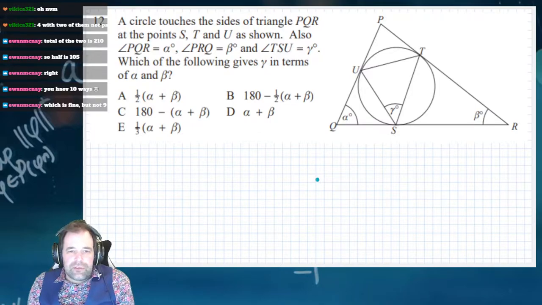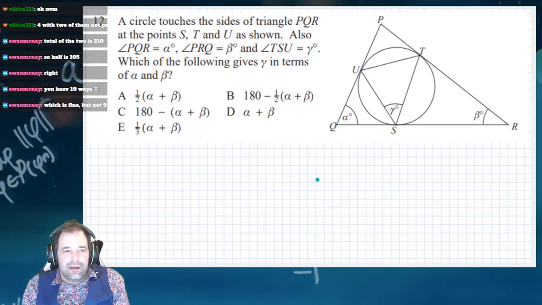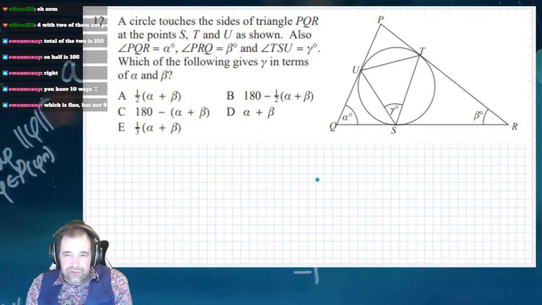A circle touches the sides of triangle PQR at the points S, T, and U, as shown. So this is the circumscribed, the largest, looks like the largest circle you can fit inside a triangle. Which of the following gives gamma in terms of alpha and beta?